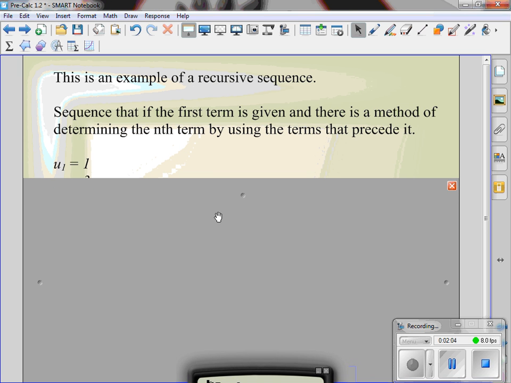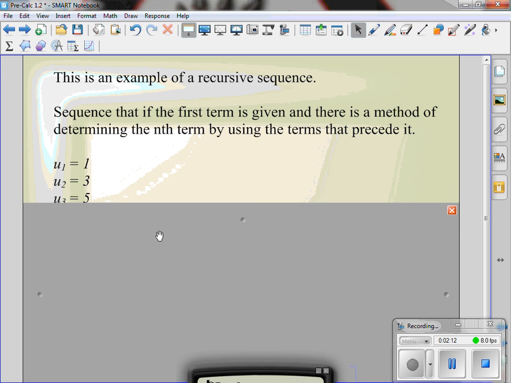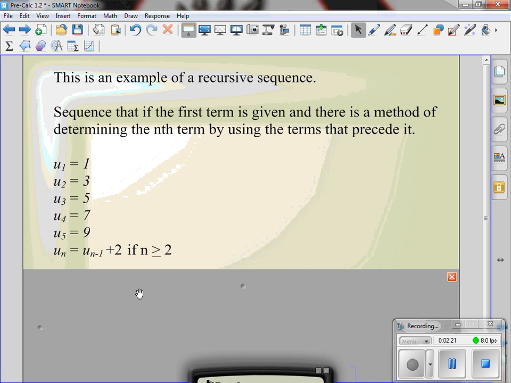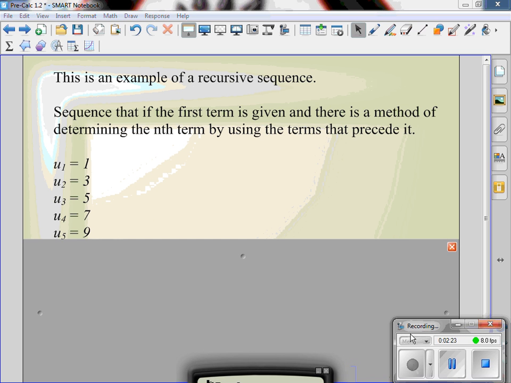Just like before, we're using the same exact sequence. U sub 1 is 1. U sub 2 was 3. U sub 3 was 5. U sub 4 is 7. U sub 5 is 9. Every single time, we're going up 2. So U sub n.